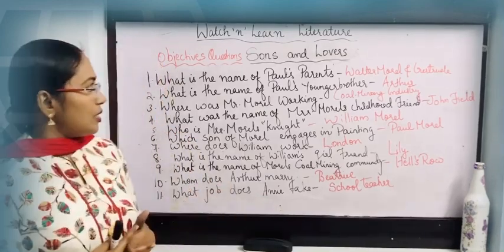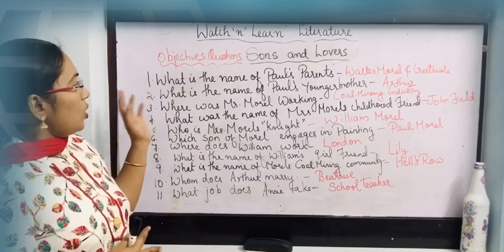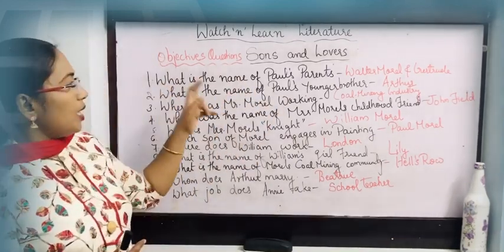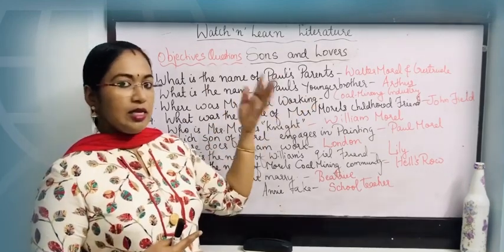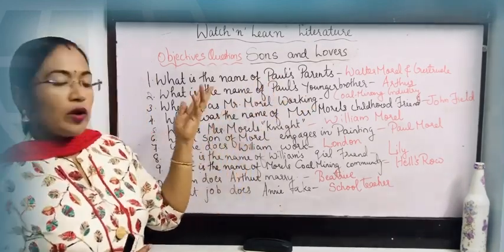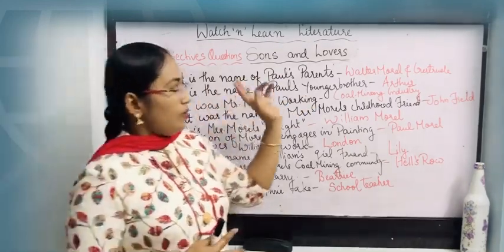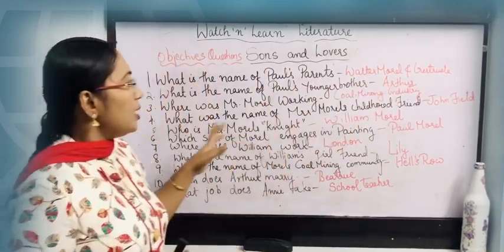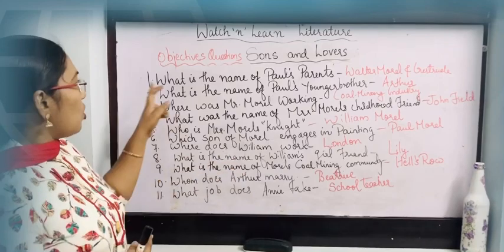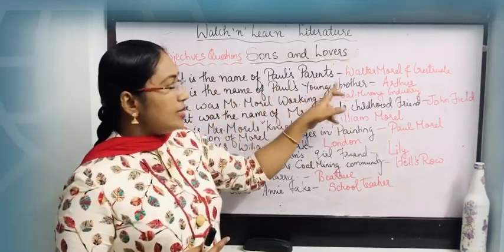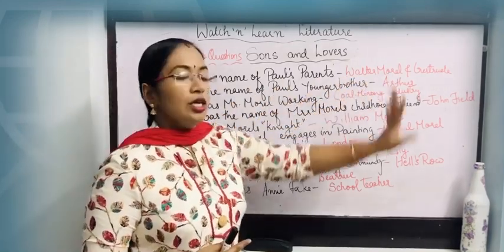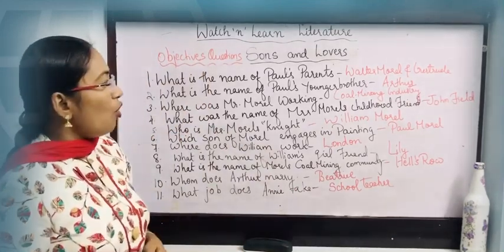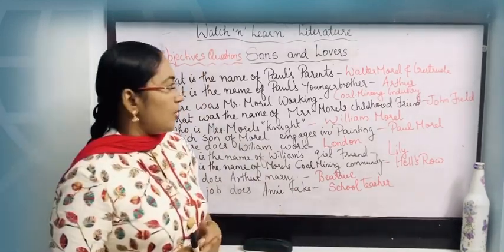The first question is, what is the name of Paul's parents? That is the Morrell family, Mr. Morrell and Mrs. Morrell. Walter Morrell and Gertrude are the names of the parents. Then the second question, what is the name of Paul's younger brother?